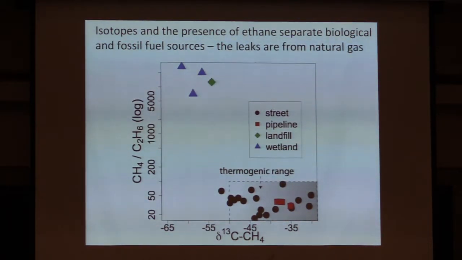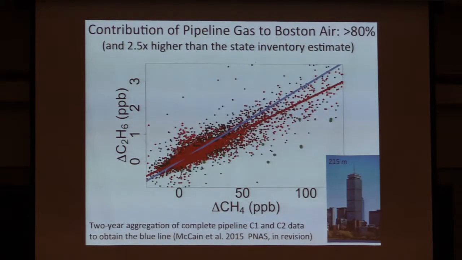The red in this case are the actual pipeline samples. Right, so there's, again, some spread in the data, but the point here is that they cluster around the pipeline natural gas sources. We can use that kind of information to do a budget. So this is work that hasn't been published yet. It'll be coming out in the next few months, I hope.